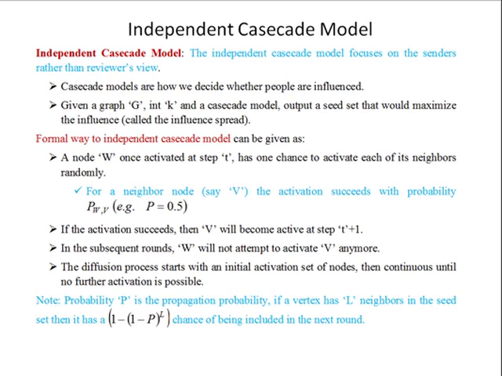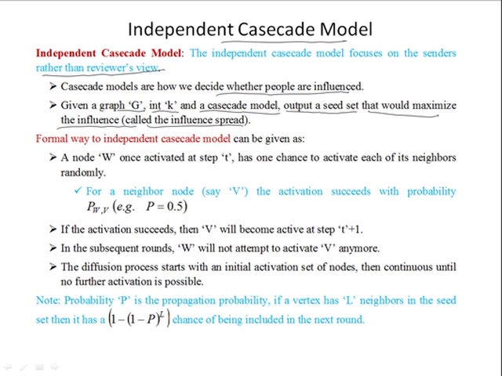Now the next technique is the independent cascade model. The independent cascade model focuses on the senders rather than the receivers' view. Cascade models are how we decide whether people are influenced. Given a graph G, an integer K and a cascade model, it will output a seed set that would maximize the influence, also called influence spread.